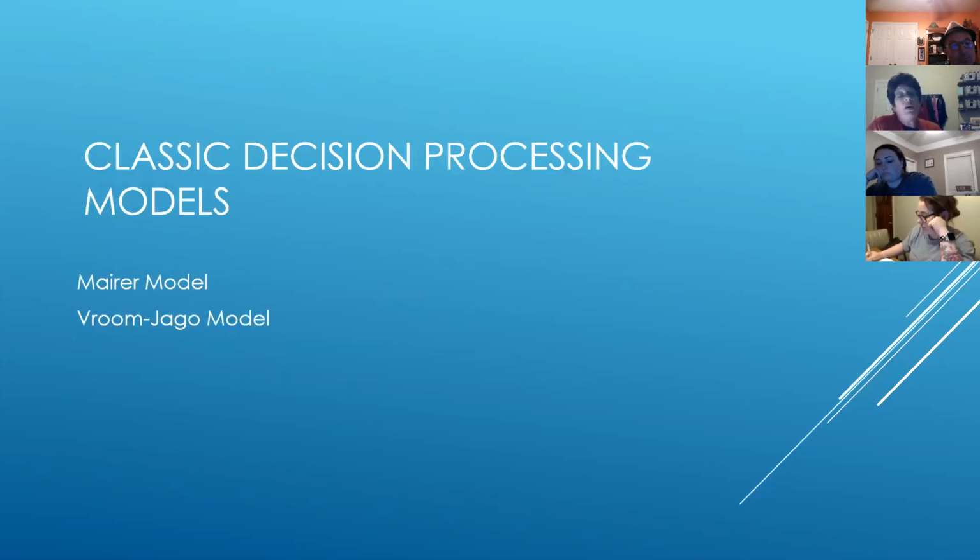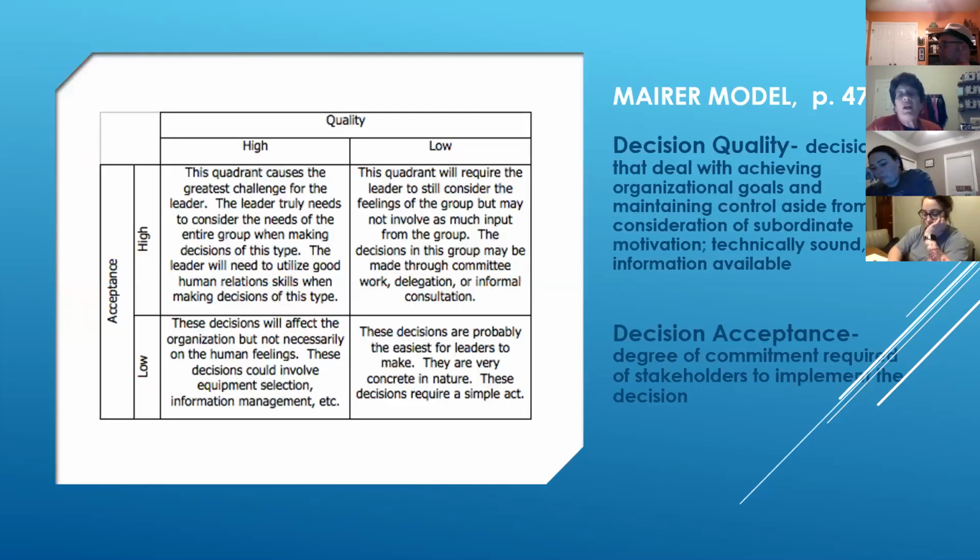So we're going to talk about two classic models that your text goes into as far as a decision-making process. Now, it's not saying that you need to use these two models or that these are the two best models. They're probably the most popular models that I have seen before. And by the way, Dr. Stedman, please jump in here and add things as well. Okay. The first model I want to talk about is the Mayer model. I've got to move my screen over.